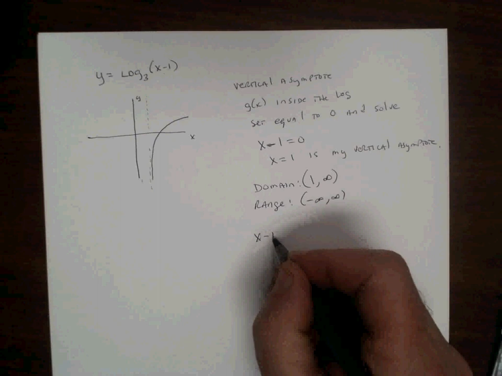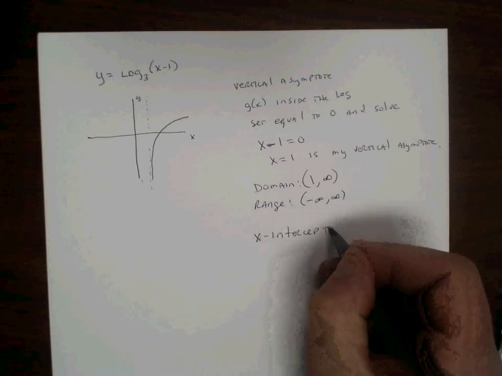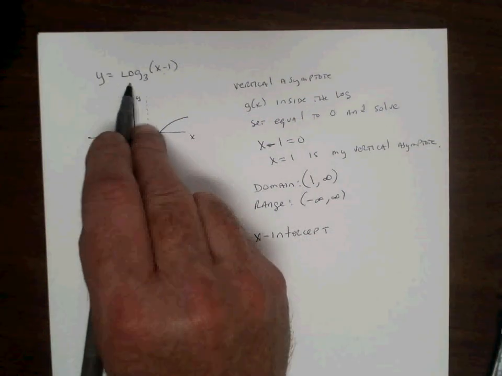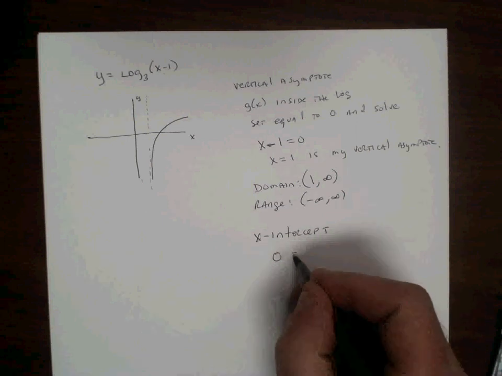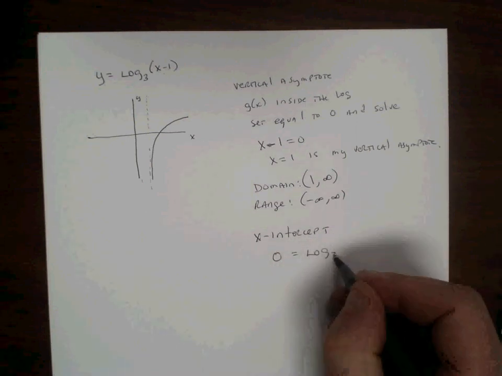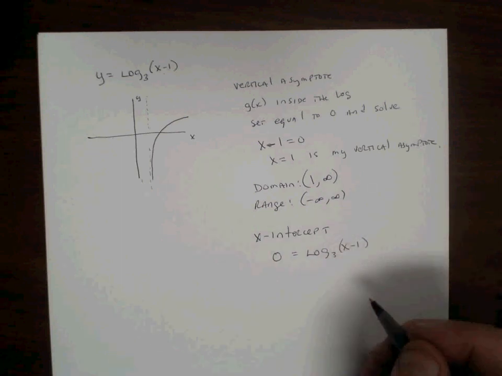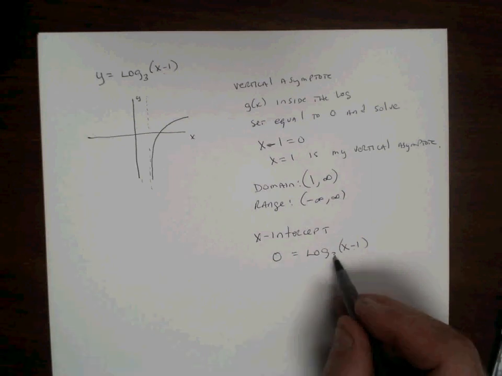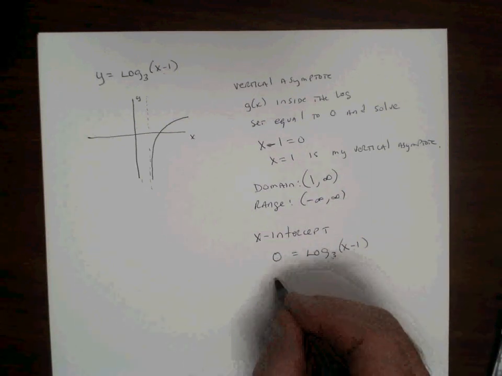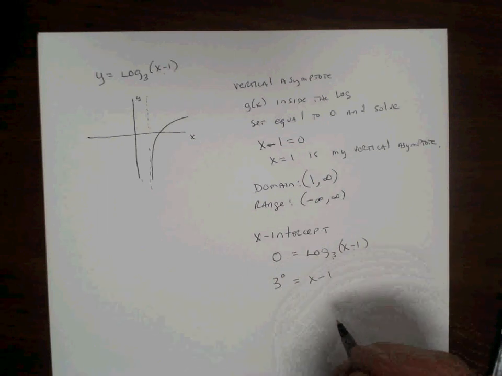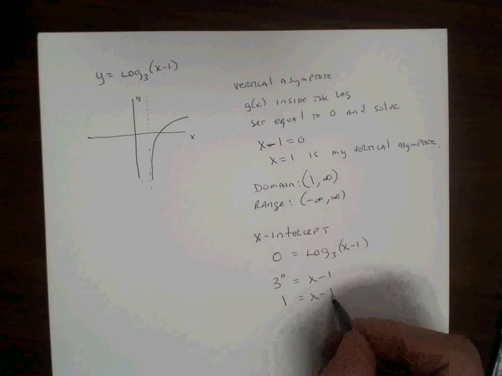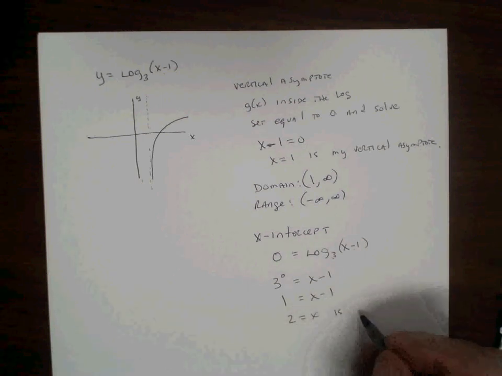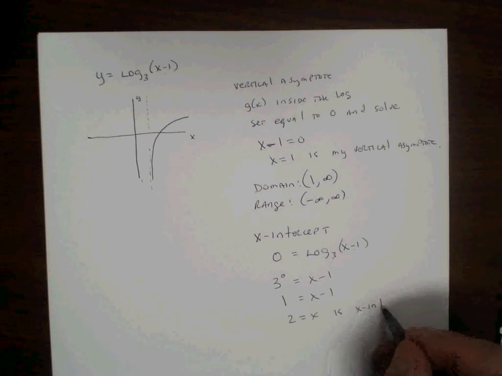Our x-intercept, if we want to solve and find the x-intercept, remember we always find the x-intercept by setting y equal to 0. So in this case, y equals log base 3 of x minus 1. We set 0 equal to y. We have a logarithmic equation. We need the variables out from inside the log, so we're going to convert this to exponential form. 3 to the 0 power equals x minus 1. That's 1 equals x minus 1. Add 1 to both sides and get 2 equals x. My x-intercept is x equals 2.